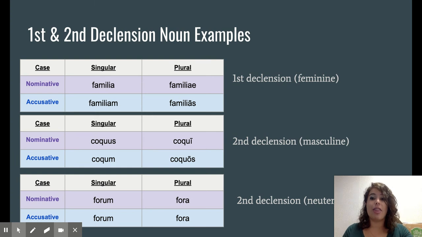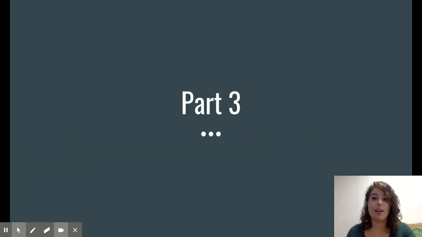So there you go. Those are our first and second declension nouns. And then in part 3, we're going to talk about third declension, which gets a little bit wonky, but don't worry. And then we'll do some practice with some sentences and seeing these words in action.